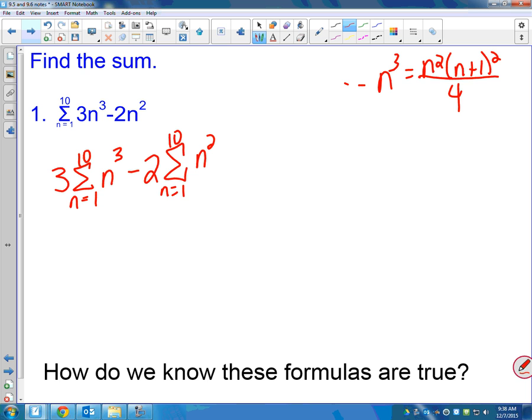So I could just use n is that top number, right? N is 10. So I could just take 3 times 10 squared times 10 plus 1 squared. I'm going to go ahead and say it. That's 11 squared. All over 4. And even if it's not that much work to add up to 10, definitely less time using your calculator, less chance for error if you use that formula.